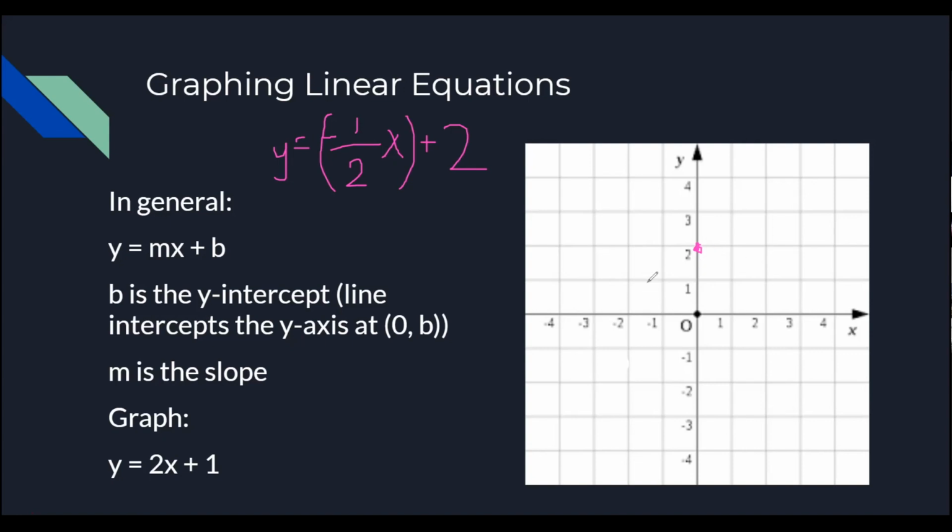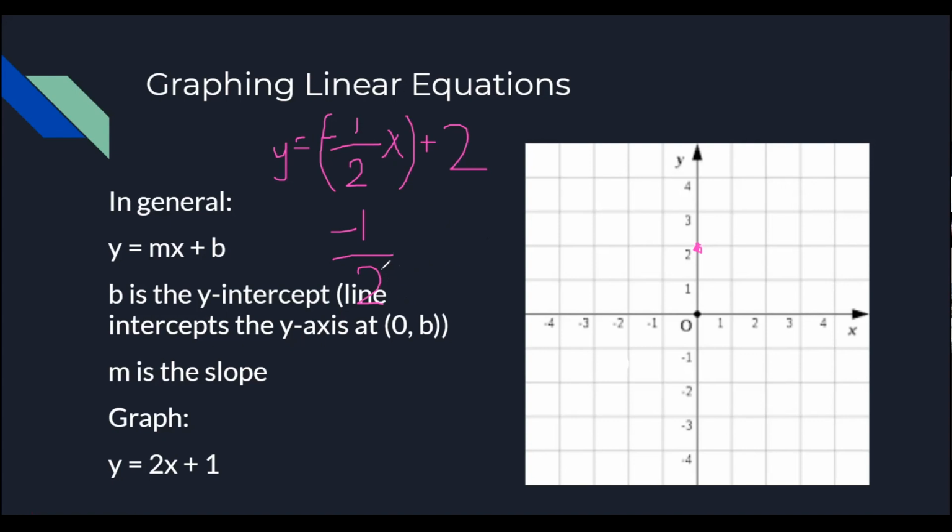So let's think about it like this. Remember how I said, what does a negative slope mean? Slope is rise over run. It's how much you go up over how much you go horizontal. So in this case, for every 2 that you go horizontally, you go how many up or down? -1. So would you go 1 up or 1 down? You would go 1 down.